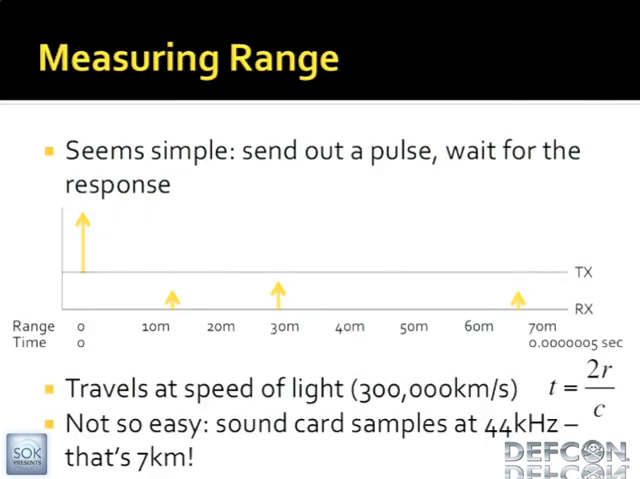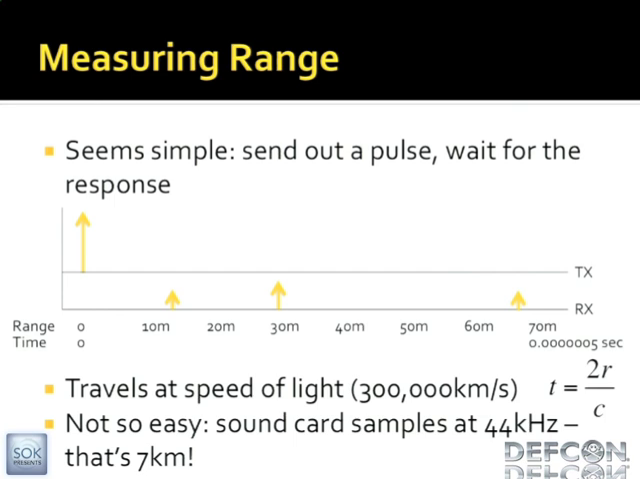So if we want to measure range, it seems pretty simple, right? We send out a pulse, just ping it out and wait for the response, and we time how long that takes. Here's a visual depiction. If we have a transmit pulse at time 0, then we're going to get some returns from some targets. Say one is 15 meters away, one is 30 meters, one is 65. That seems pretty easy. We just look for it on a scope or something.